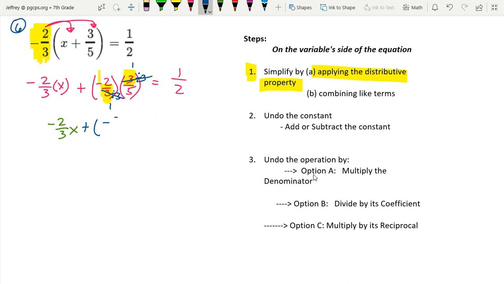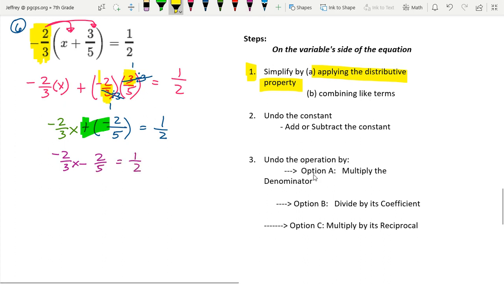It's going to be a negative 2 over 1 times 5. It's going to be a 5. So negative 2/5 is equal to 1/2. Now, let's simplify. This is a bit confusing if you have a plus and a minus sign. That simplifies to what? Exactly, that simplifies to just a minus sign. So we do negative 2/3 x minus 2/5 is equal to 1/2.